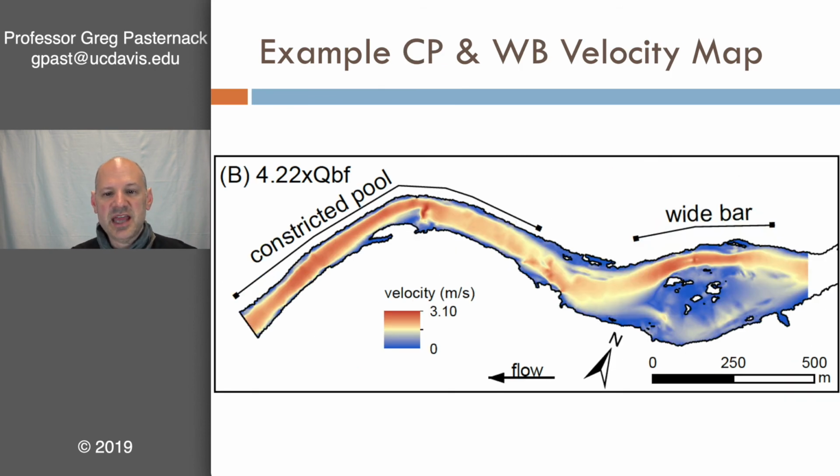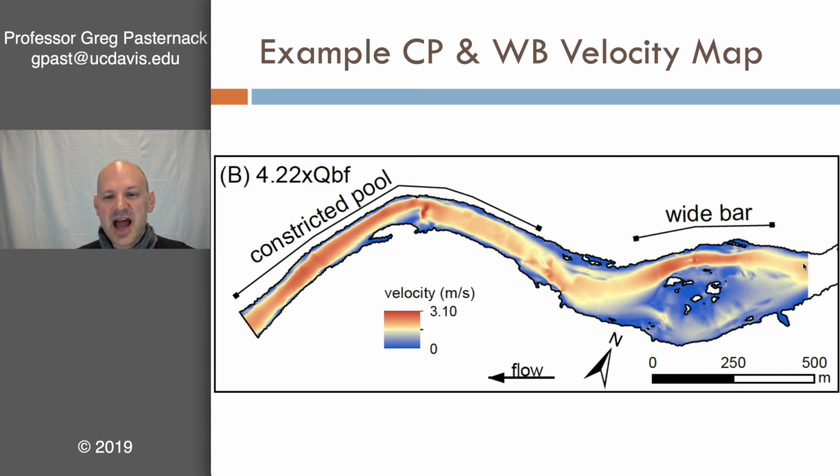Now let me show you an example where the expectations might be a little different. Well, actually, no, this is still really much what I would expect, but it's a little more complicated. For sure, constricted pool makes sense. Constricted pool isn't going to be quite as fast as a nozzle, but we're at 3.1 meters per second. So this is pretty fast. It's constricted, it's deep, and we have a constricted pool.